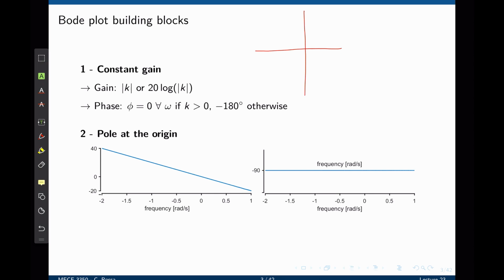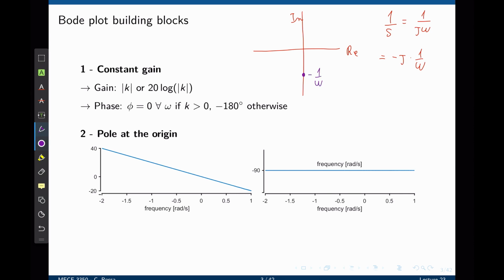The next building block is the pole at the origin. When you deal with the pole at the origin, the function will look like 1 over s, which is the same as 1 over j omega. If you multiply the top and the bottom of that equation by omega, we end up with negative j times 1 over omega. If the function is now represented on the s-plane, the function will lie on the negative imaginary axis, and the magnitude will be negative 1 over omega.